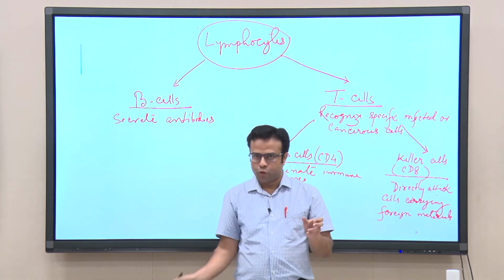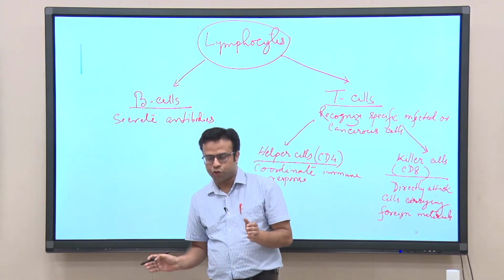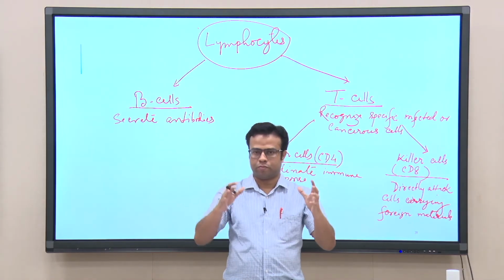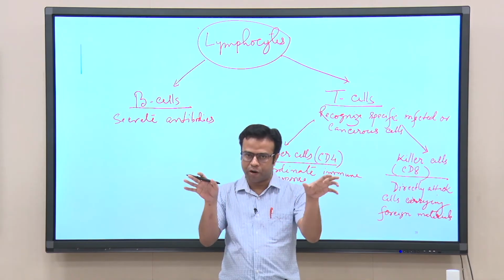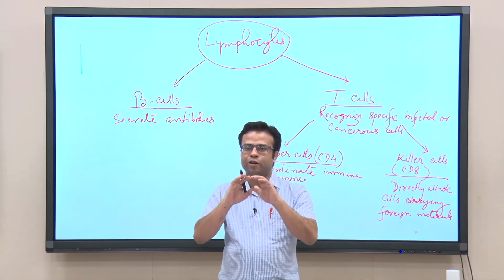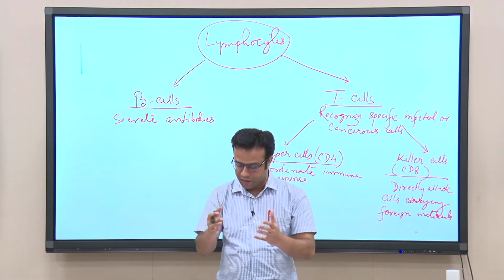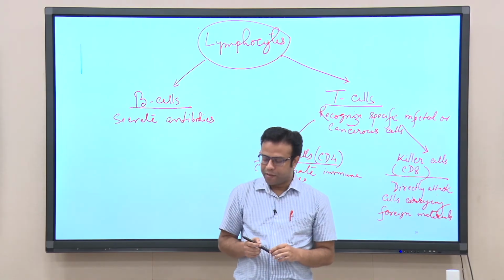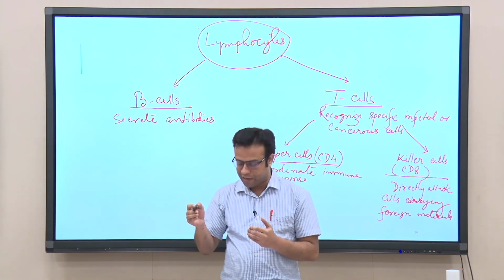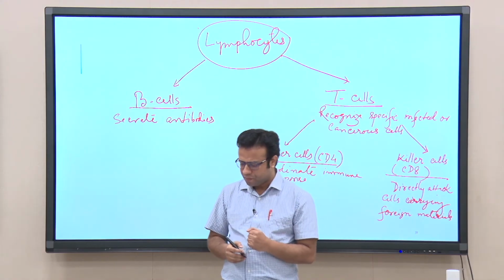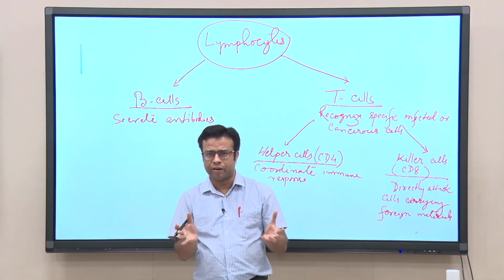And T cells are again of two types. One is helper T cells, which coordinate the immune response from different parts of the body. They send messages and coordinate. Killer cells directly attack whenever they find infected cells carrying some foreign harmful material.